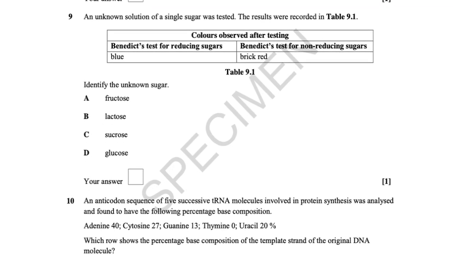So then onto a question: an unknown solution of a single sugar was tested. The results were recorded, colours observed. So the Benedict's test is blue, which means it is not positive, whereas for the non-reducing sugars test, it goes brick red. Now remember, the non-reducing sugars test involves boiling it with hydrochloric acid. So identify the unknown sugar. The answer here is D. It is sucrose, because that is the non-reducing sugar, in that fructose, lactose and glucose are all reducing sugars, and they would all test positive with Benedict's.